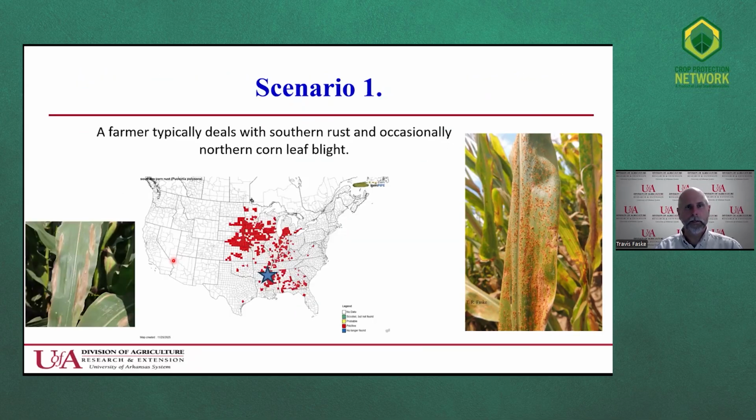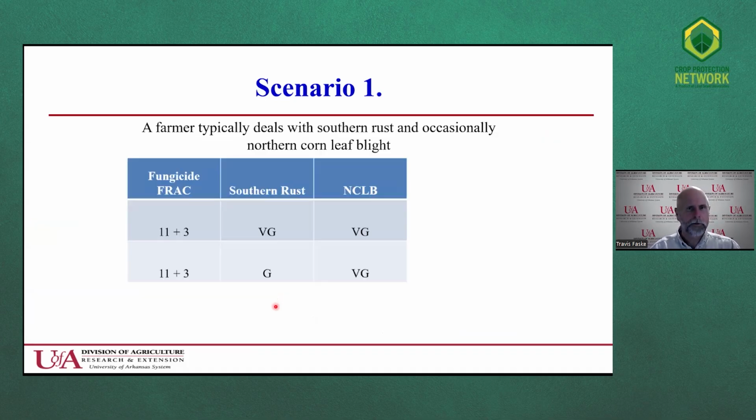So in this first scenario of three, we have a farmer that is really just dealing with southern rust most of the time, and occasionally maybe northern corn leaf blight. So this is just a map of southern rust from this past year. Usually it's always an annual issue in the South, but this past year it was actually a problem in the Midwest as well. So what might this selection look like?